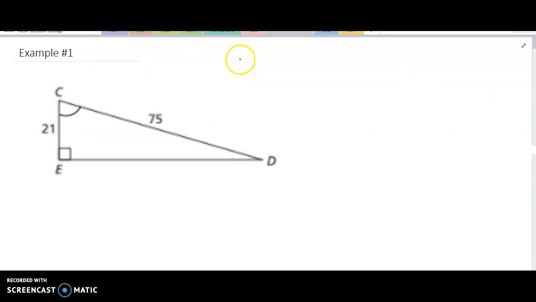All right, let's do an example. We can see that angle C is our reference angle because it has this line right here. So we're going to label this triangle according to that. Opposite of angle C is over here. Opposite of 90 is my hypotenuse. The one left over is my adjacent. So I have my hypotenuse and I have my adjacent.